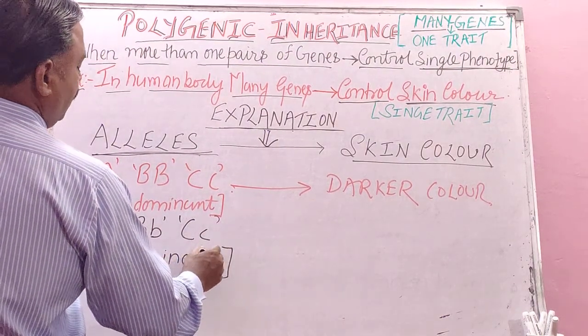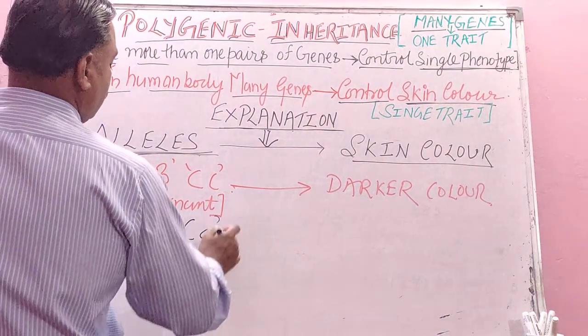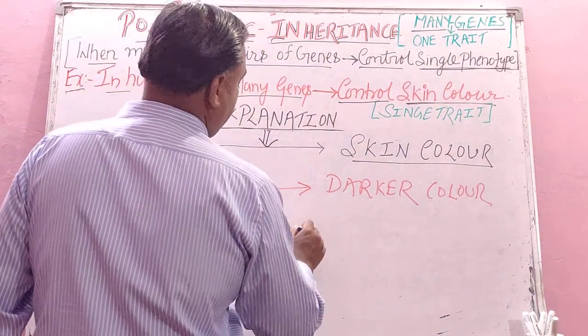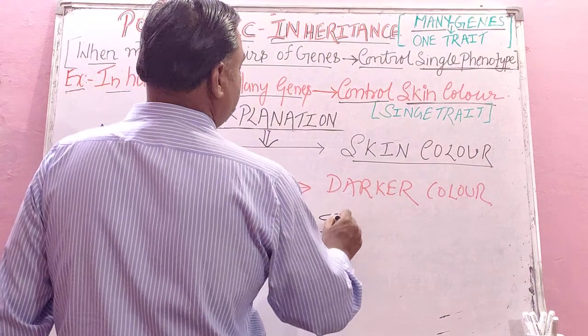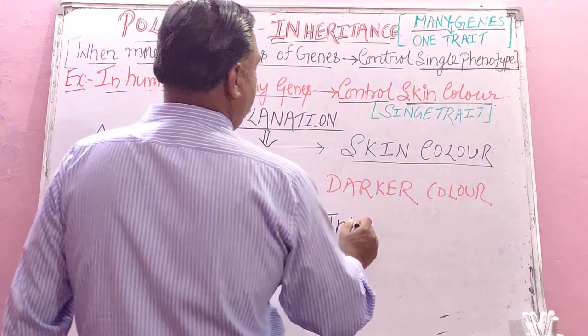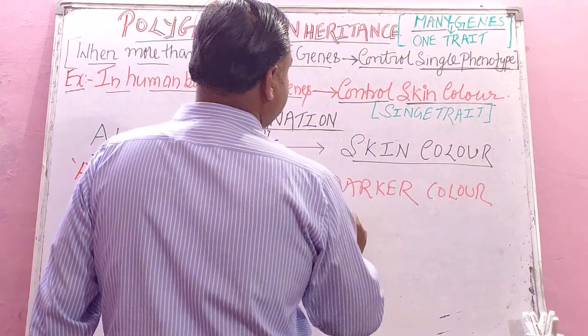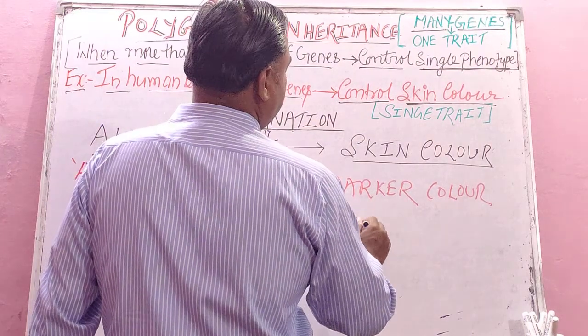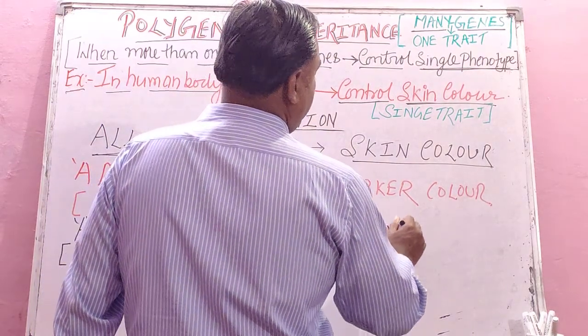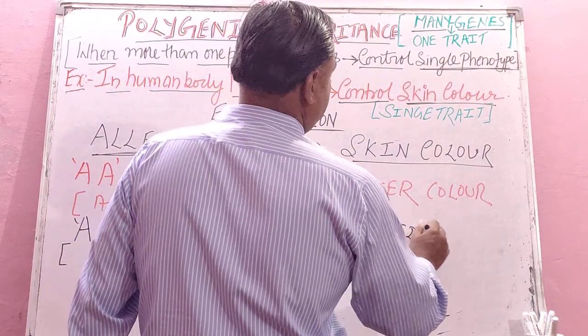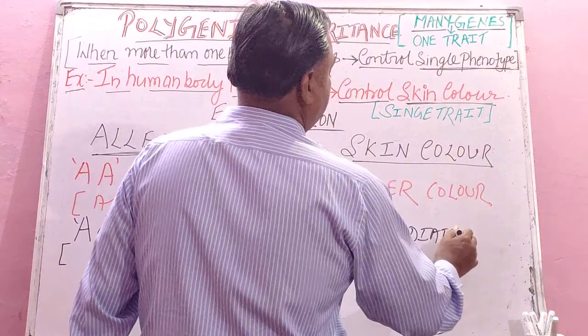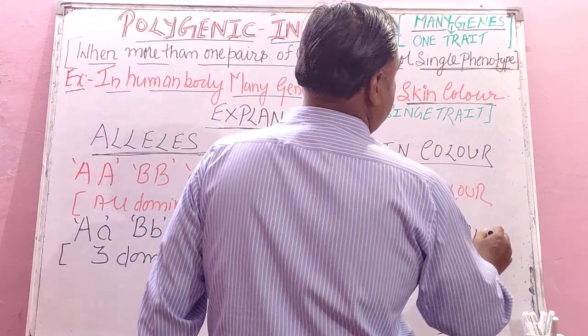We see three dominant alleles, and this will result in intermediate skin color. Intermediate skin color, isn't it?